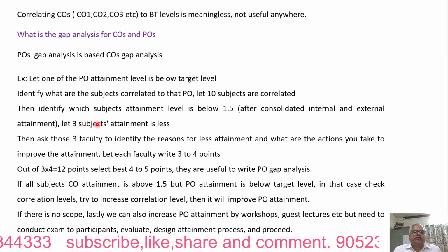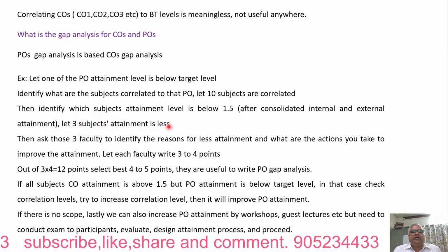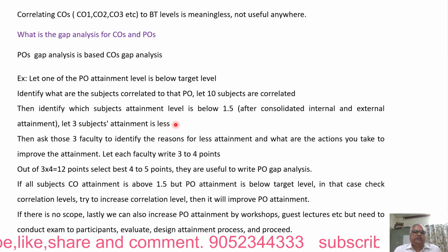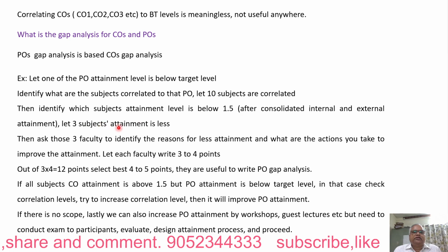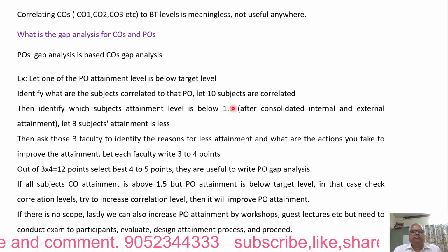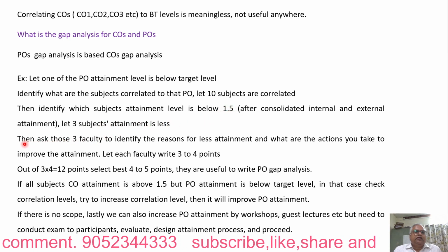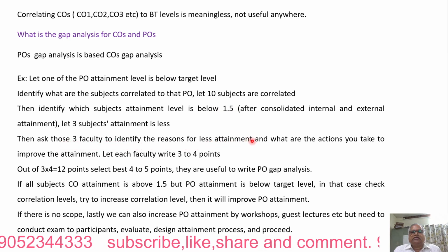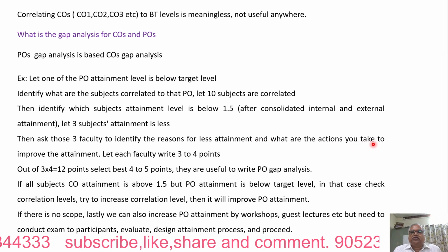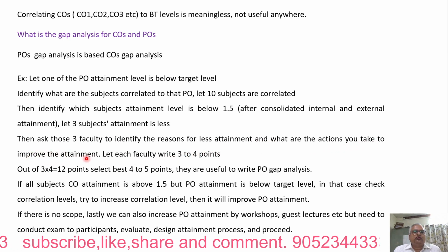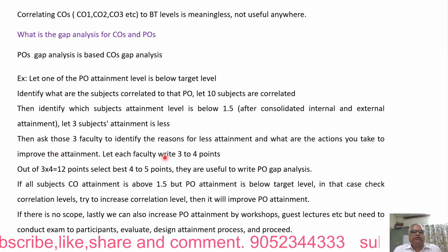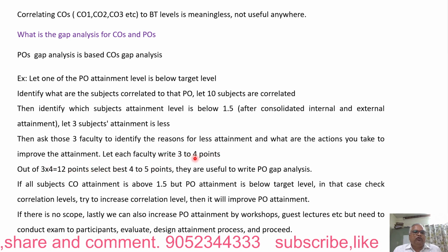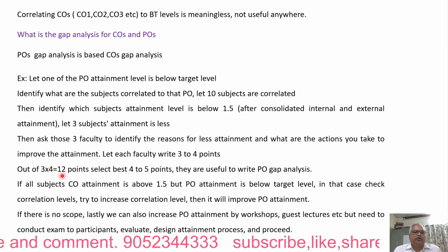Let 3 subjects be identified whose attainment comes under less. Out of 10, 3 subjects' attainment is less. Less means below 1.5. Then ask those 3 faculty members to identify the reasons for less attainment. What are the actions they can take to improve attainment? Let each faculty write 3 to 4 points. Let us say 4 points each. 3 faculty, they write 12 points.